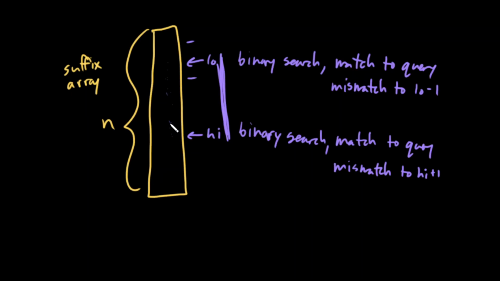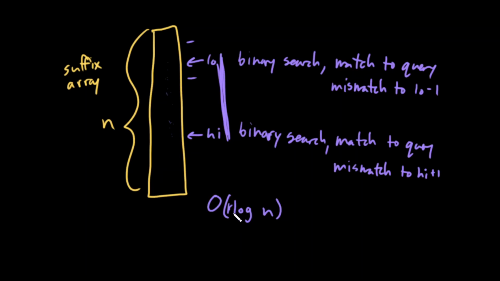All of the indices in this range are my matches to my query sequence. Instead of doing a single binary search, I'm doing 2 binary searches, but still this is big O of log n. Right? This is still big O of log n because I'm doing 2 log n binary searches, but still 2 is just a constant. So big O of log n.